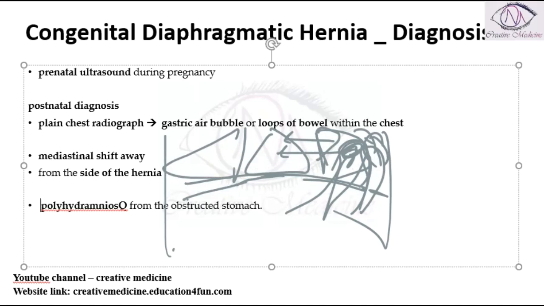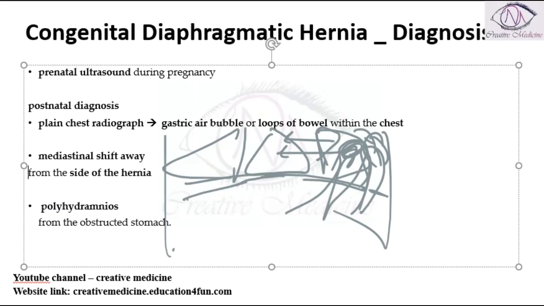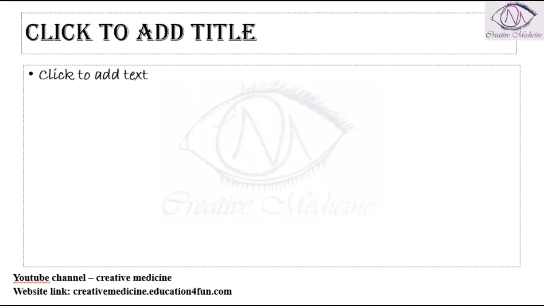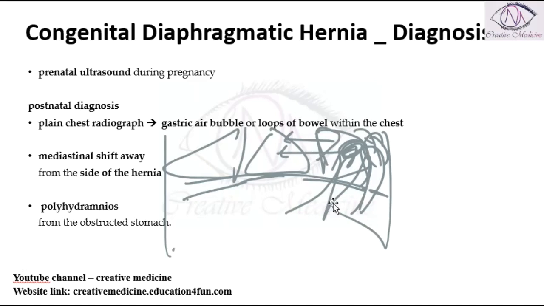And one more thing is polyhydramnios may be seen from the obstructed stomach. Due to obstructed stomach, the patient might also develop polyhydramnios. Why is the stomach obstructed? Because the stomach and all the structures are present in the thorax. There is less room in the thorax, so there will be compression leading to obstruction, resulting in polyhydramnios.